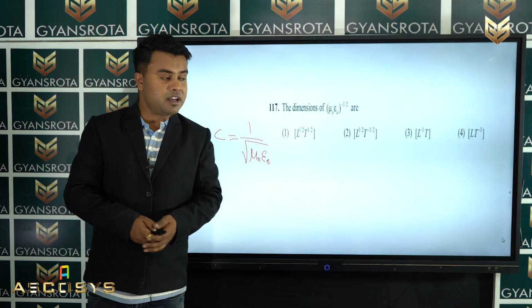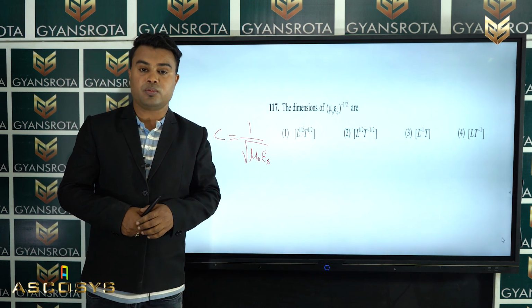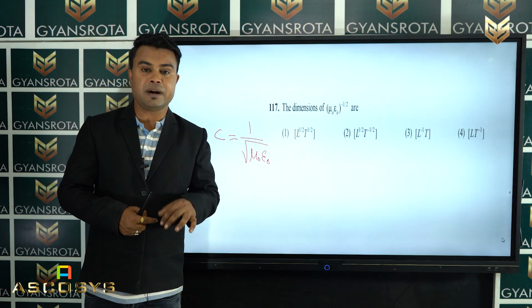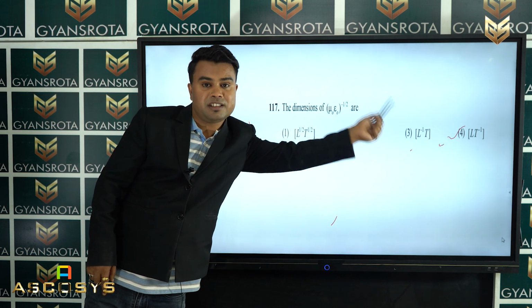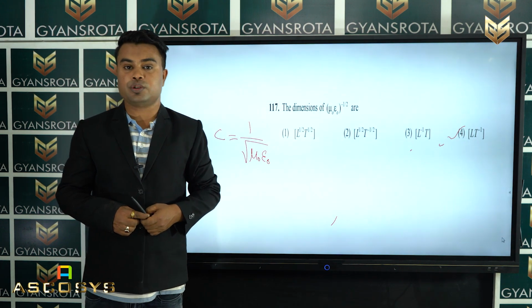It will be very tough. So this whole part must be equal to this velocity of light. So what is the formula for velocity? Displacement by time. So option number 4 is the correct answer for this question. Now let us move to the next question, that is question number 118.